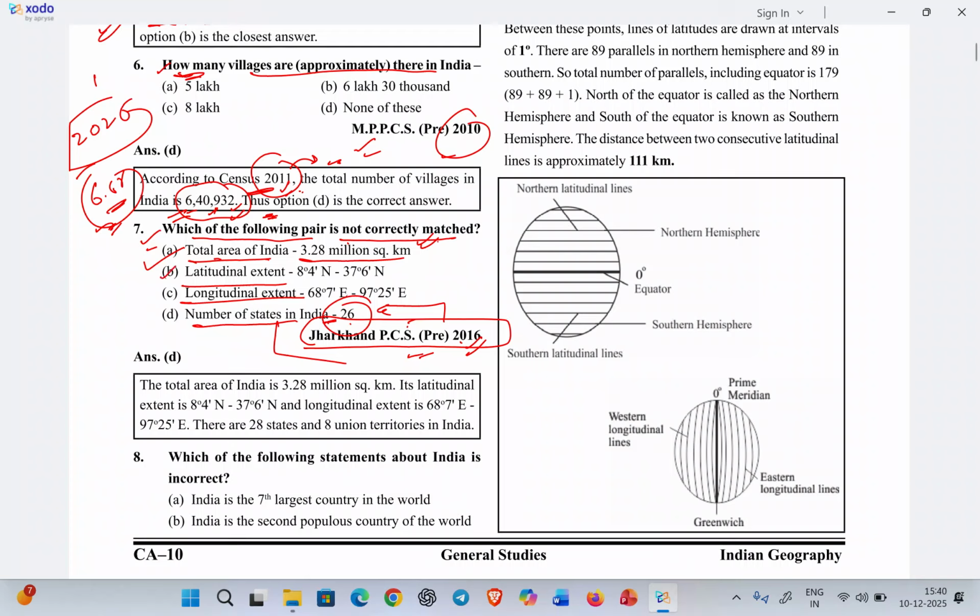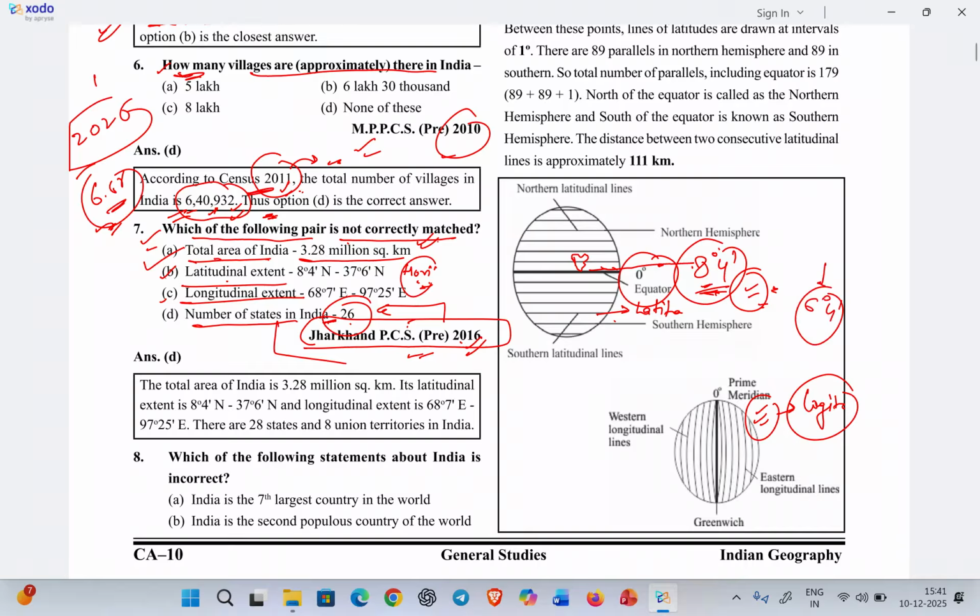So B and C, latitudinal, that is horizontal. These are latitudinal lines, and the one which is vertical, these are longitudinal lines. India lies somewhere here, above the 0 degree equator, and over here we have 8 degree 4 minute. This is the southernmost landmass of India, but below it there is 6 degree 45 minute, which is for Andaman and Nicobar.